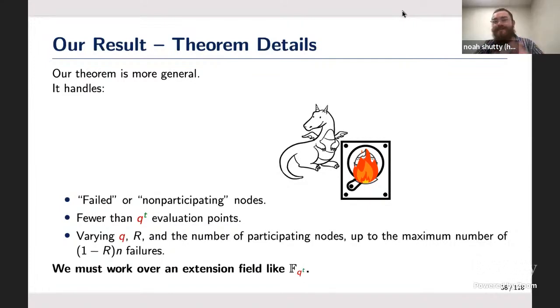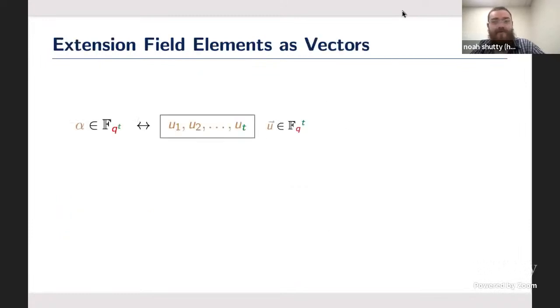And when you amortize, our scheme will save you bandwidth, but you can see the extension field has just crept back in. So you really do need some notion of this extension field. And why is that? Well, you can encode a field element of an extension field like alpha as some vector with t elements in the base field F little q.